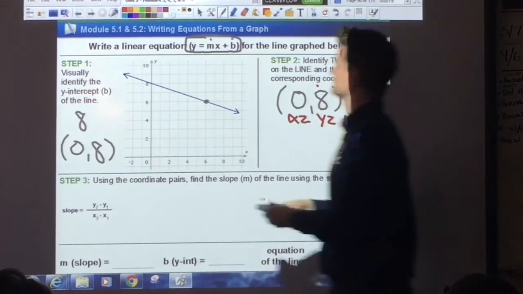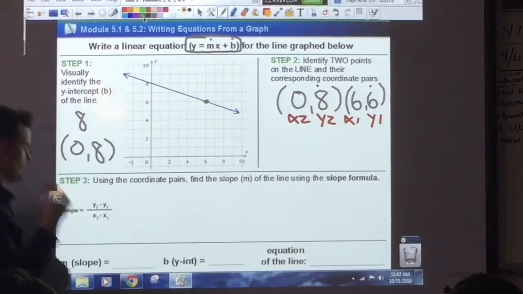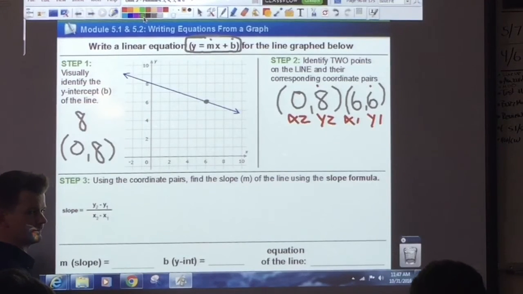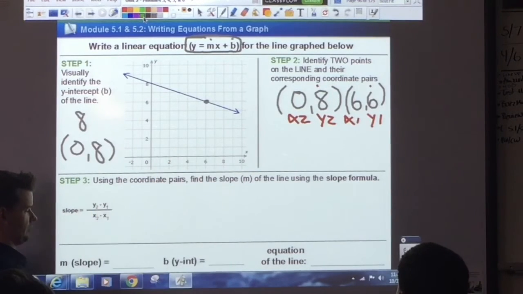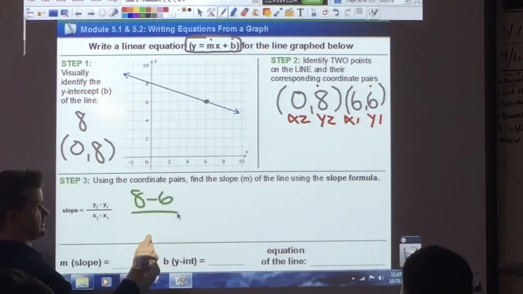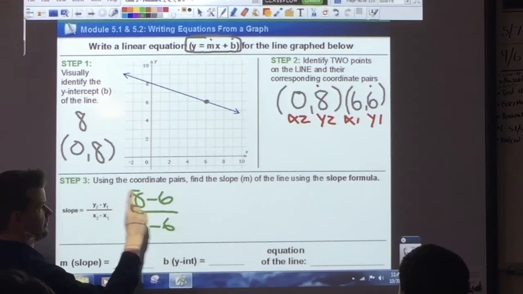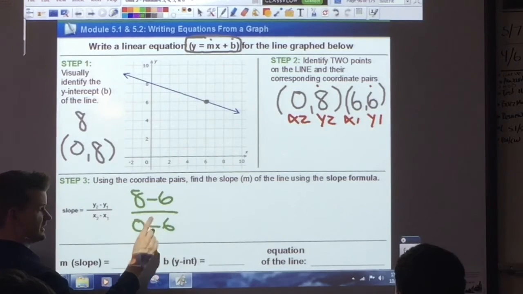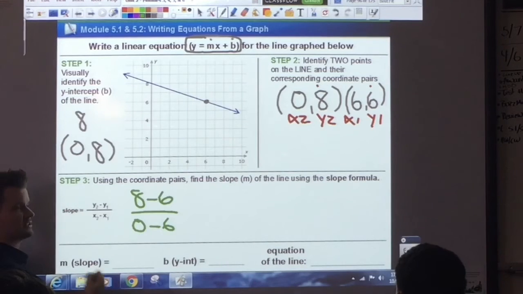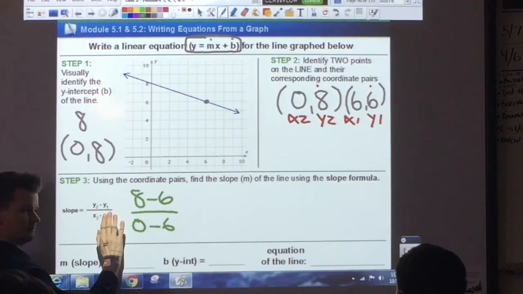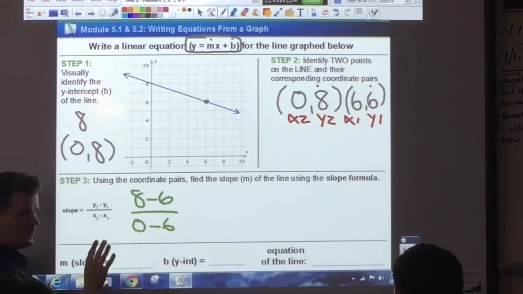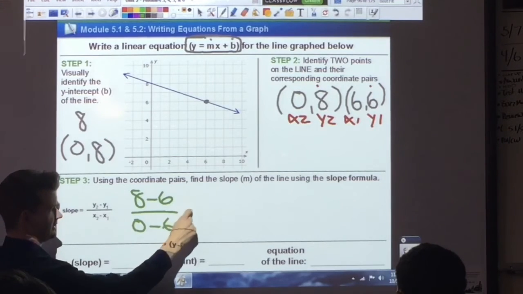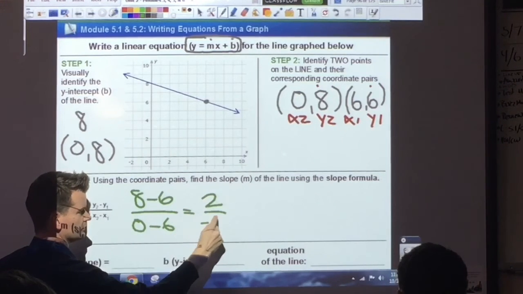Julio, tell me, what am I writing? I'm taking those, going to the formula. 8 minus 6 over 6 minus 0? Then 0 minus 6. You've got to be careful with that. Remember, y2 minus y1, x2 minus x1. We like to subtract smaller numbers from bigger numbers because it gives us all positive numbers. Fortunately, that's not always the case. Here we're going to end up with 2 over negative 6.